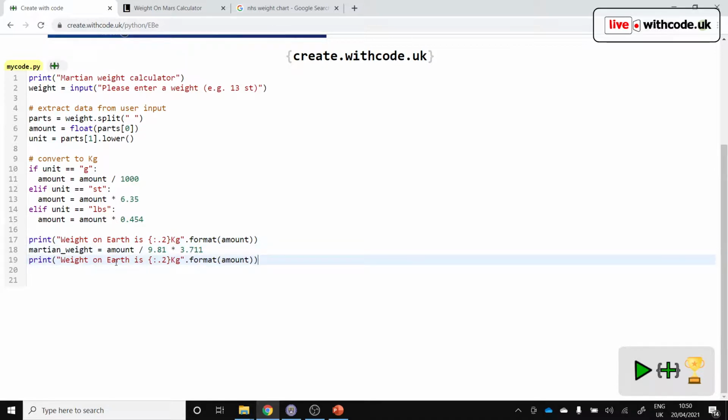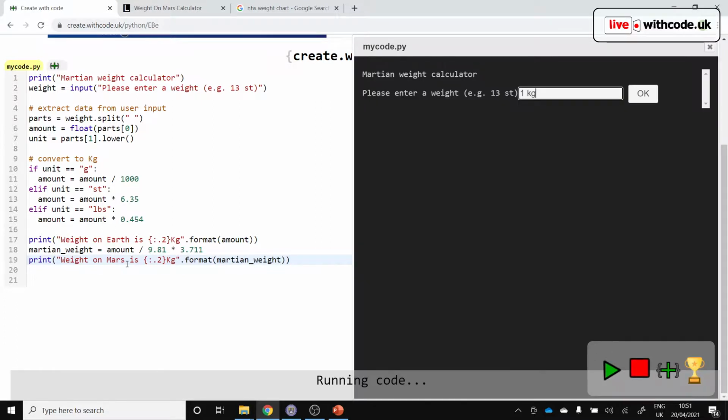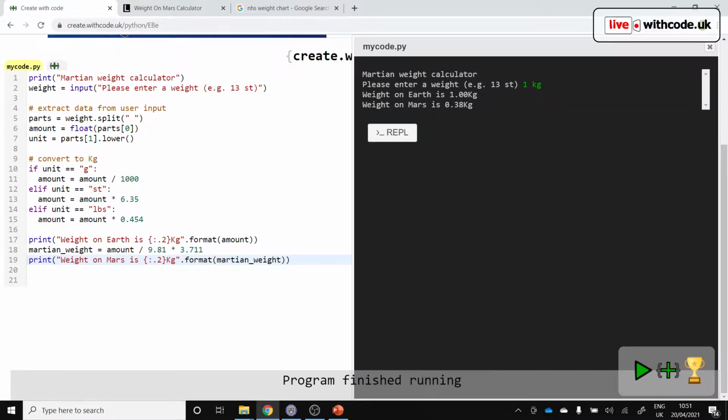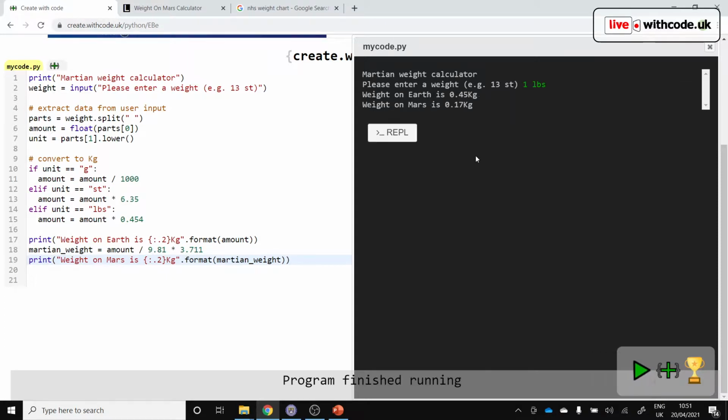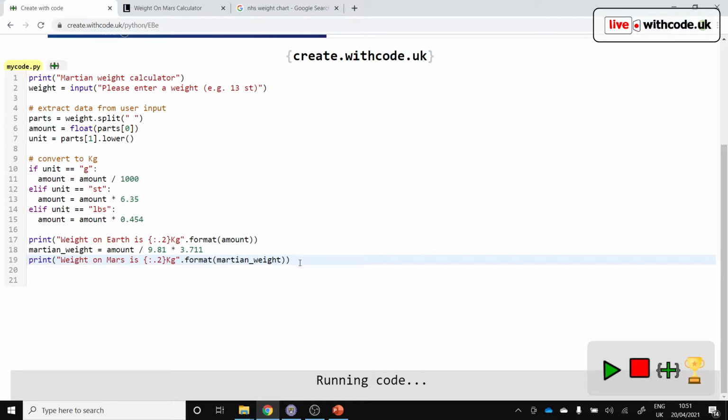So the weight on Mars is going to be not the amount on Earth anymore, but the Martian weight. So let's see, 1 kilogram weighs around about 1/3 on Mars, but we can also do a stone or a gram or a value in pounds. Brilliant. Okay, so there's a couple of challenges to work through.